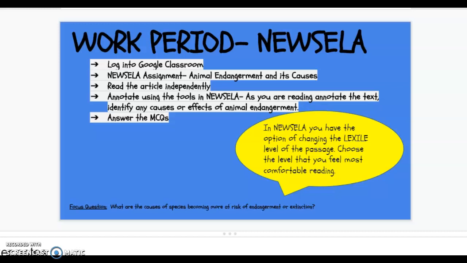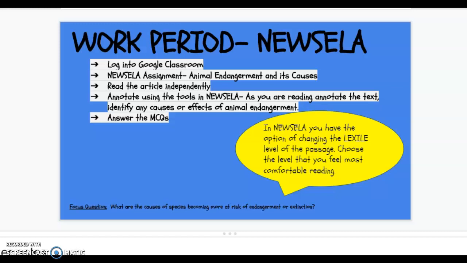There are different lexile levels in the passage. You can choose the lexile level that you feel most comfortable reading. You're going to use the annotation tools in News ELA as you are reading to annotate the text. And then I want you to identify any causes or effects of animal endangerment. You will answer the multiple choice questions only. There is also a Spanish translated copy of this article for anyone that needs it.